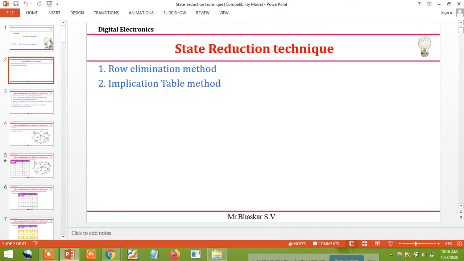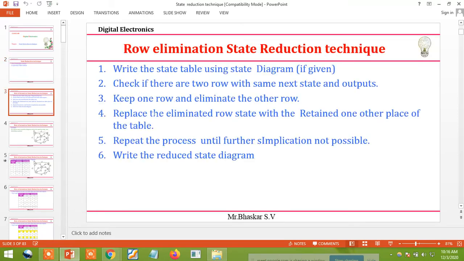Okay, so it has some steps. If you want, just note down these steps. It's very important. What is the first step? Write the state table using the state diagram. If they directly give a state table, then you can take it as it is. Otherwise, if they give a state diagram, you need to write the state table from the state diagram. That is the first step.